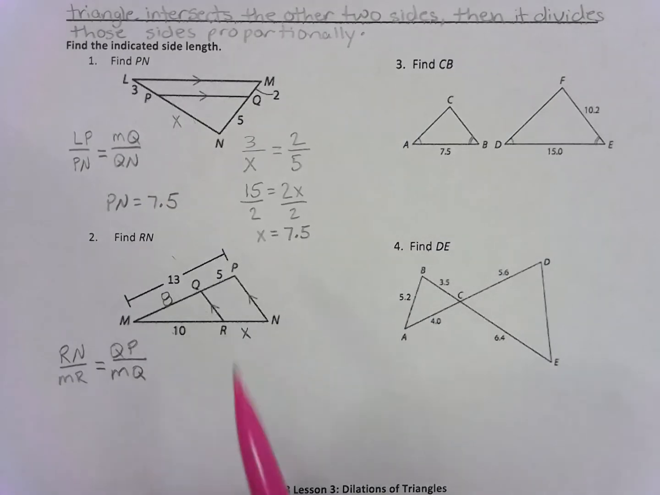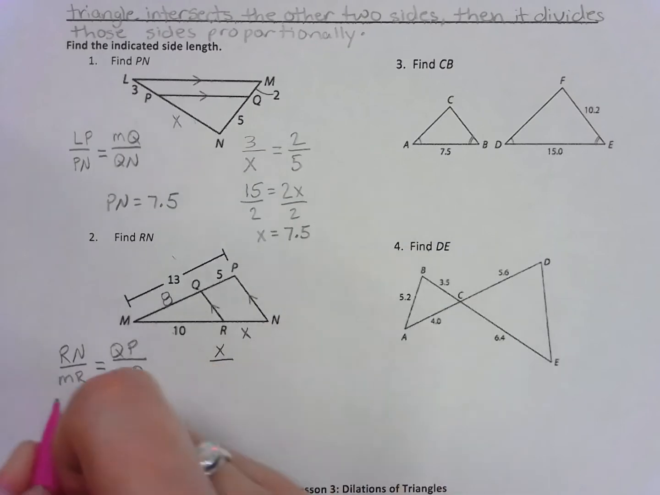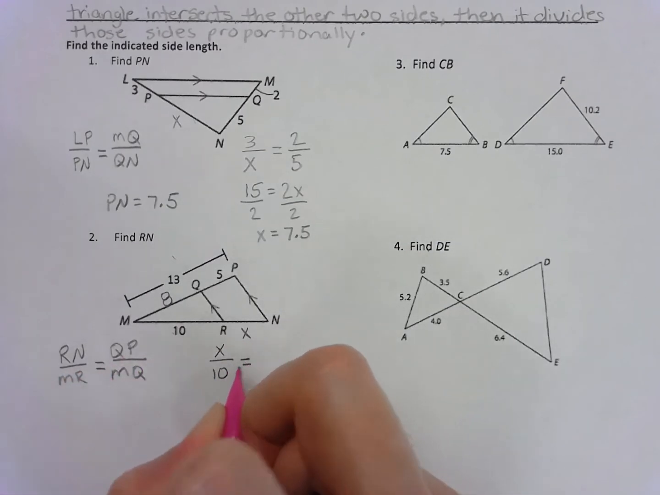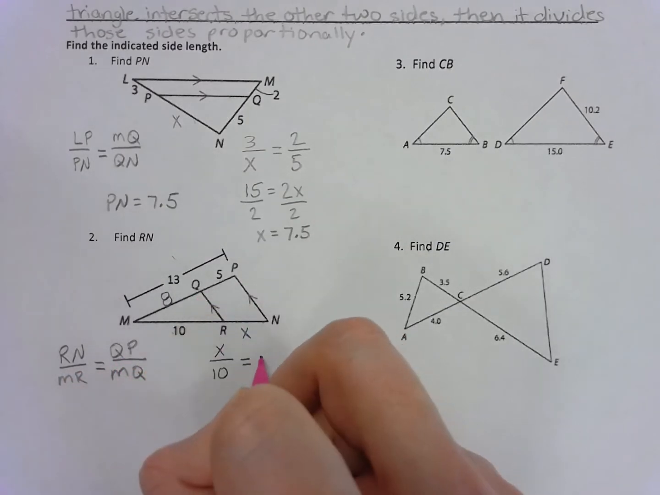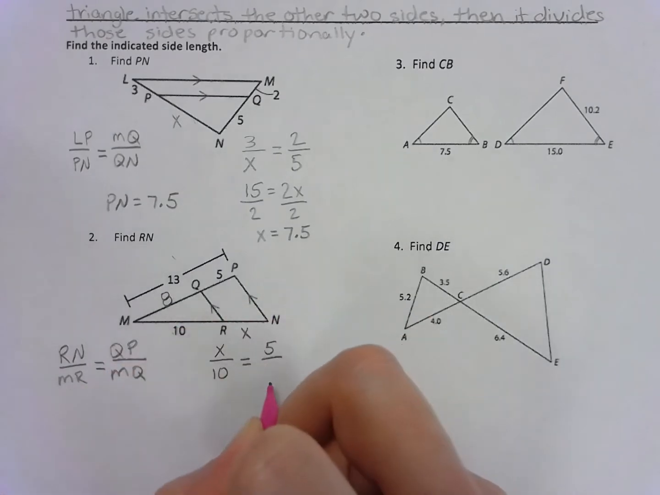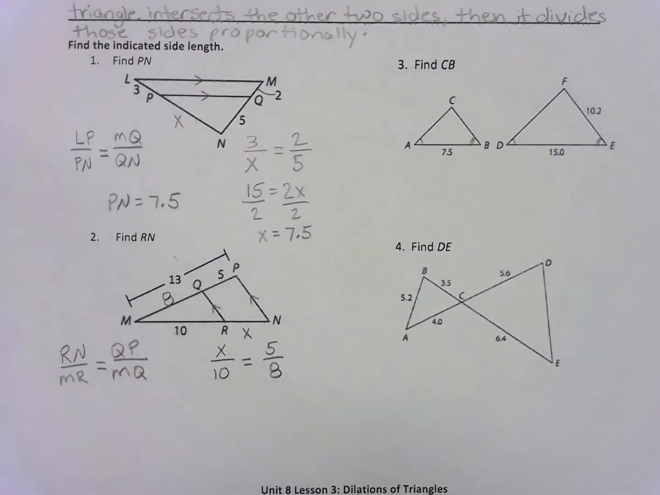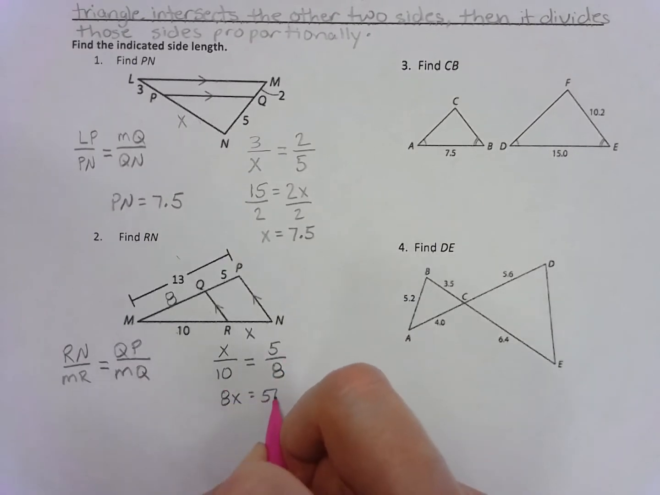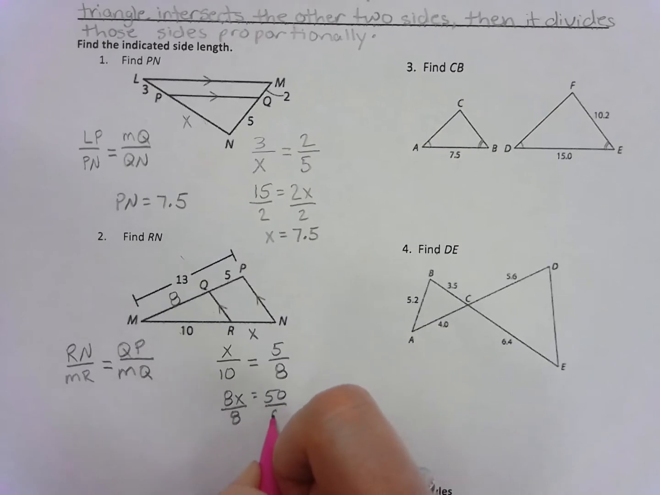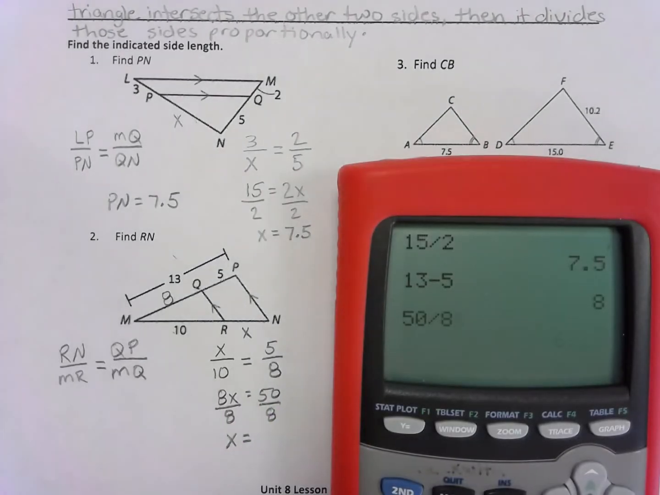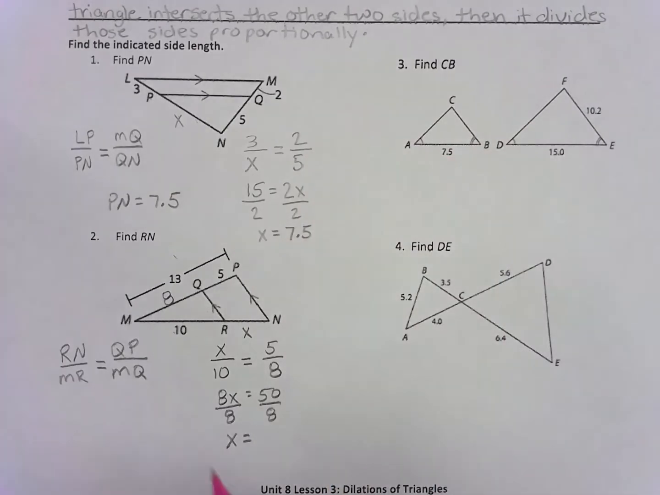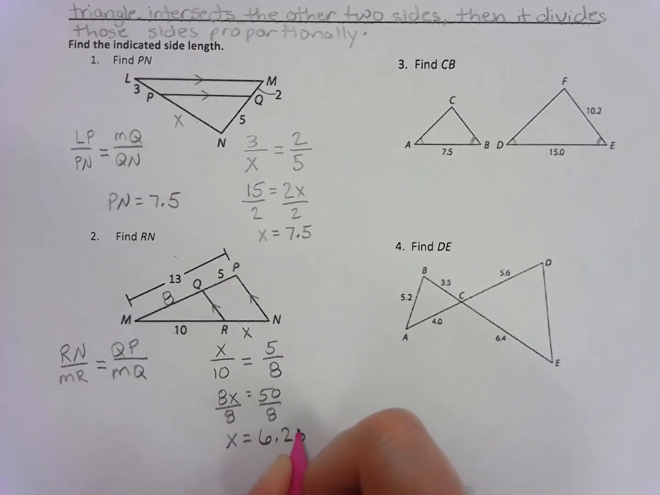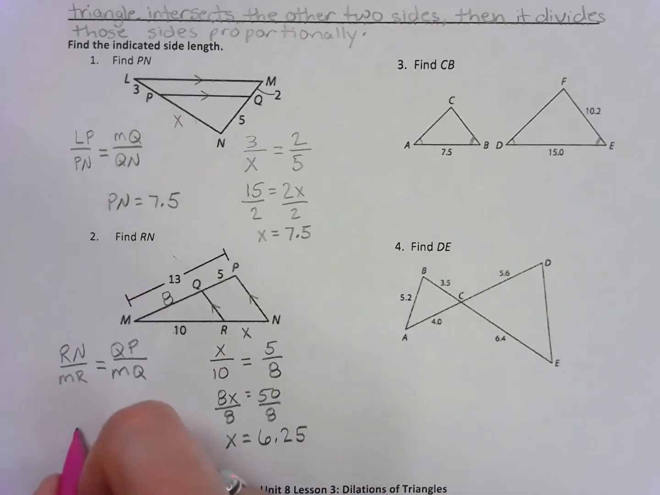So plug in your values. So RN is what we're trying to find over MR. QP is 5 and MQ, which is 8. You can cross multiply to solve. So 8x equals 50. When you divide by 8, we find that x equals 50 divided by 8 is 6.25. So that means our length of RN is 6.25.